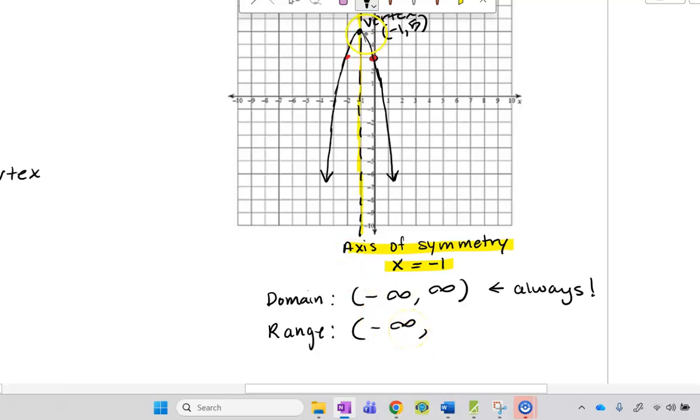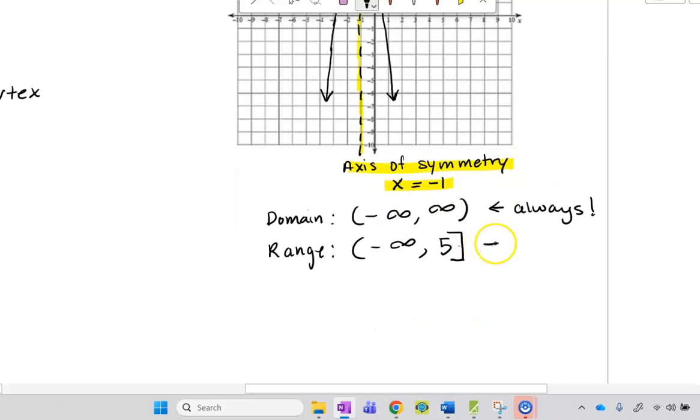That's the lowest it goes. What's the highest this graph goes on the y-axis? It goes up to 5. Be careful right here because we will always use a bracket at that spot, because if you take a look at our graph, it is solid at 5. There's no open circle there. So we will always have a bracket at that number. So remember, your range depends on the vertex.